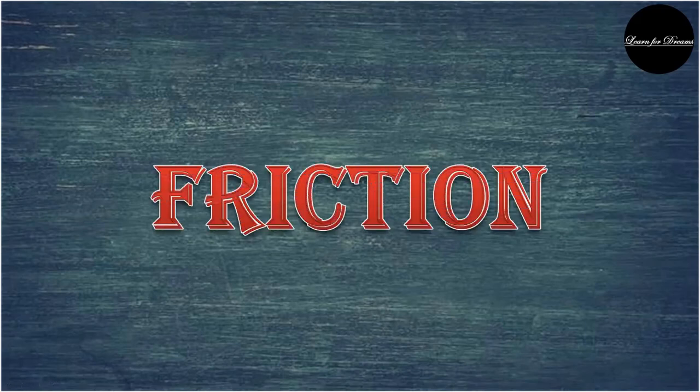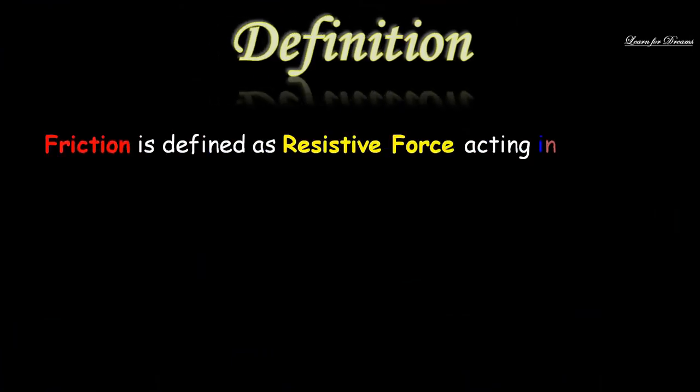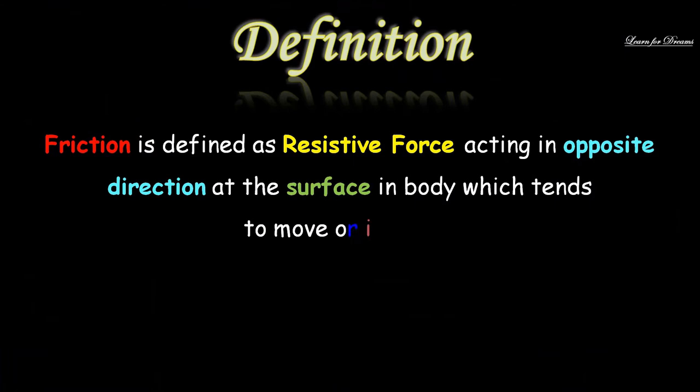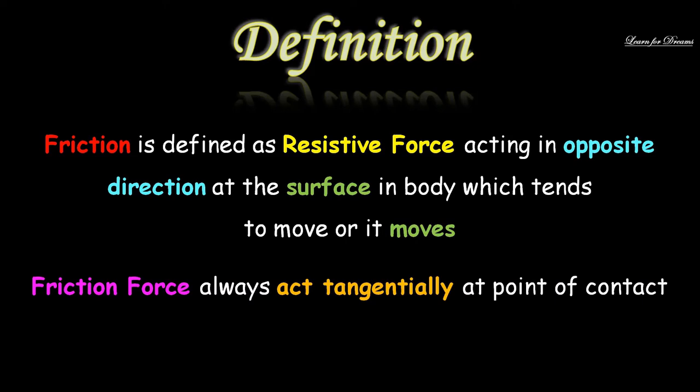Today we will see some important points about friction. So let's start with the definition. Friction is defined as a resistive force acting in the opposite direction at the surface of a body which tends to move or is moving. Okay? Friction force always acts tangentially at the point of contact.